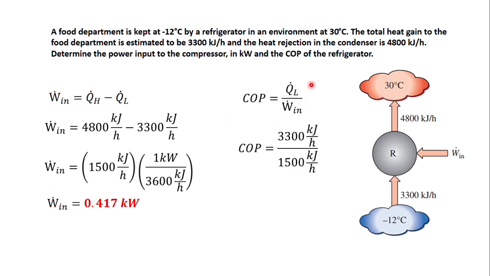So for the QL, or the rate of heat transfer to low temperature, we have 3,300 kilojoules per hour, and for our Wnet, or the rate of work input, we have 1,500 kilojoules per hour. So plugging it again in our calculator, we get the answer for the coefficient of performance to be 2.2.